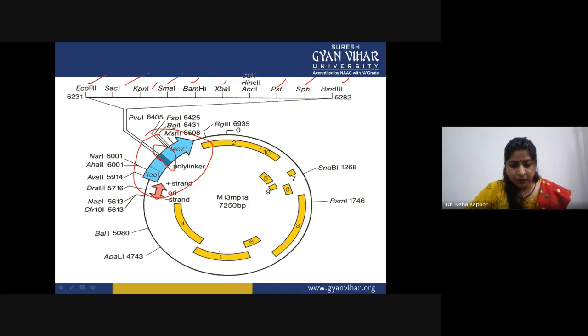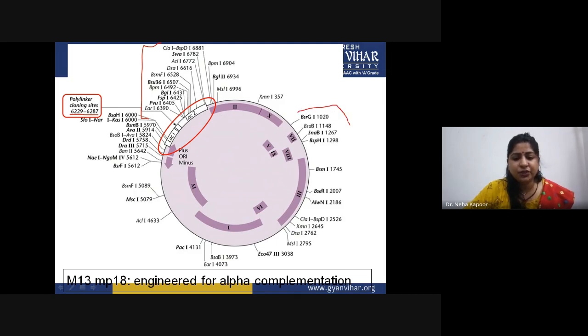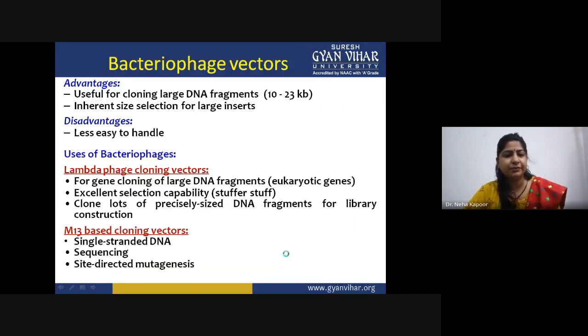As you can see, 1, 2, 3, 4, 5, 6, 7, 8, 9, and 10. These are the 10 genes. This is the M13 MP8, which was engineered for alpha complementation. This is again the previous one, in which the polylinker cloning sites are highlighted, 6229 to 6287, and these are the restriction sites. And these are the genes under which different restriction sites were also inserted.